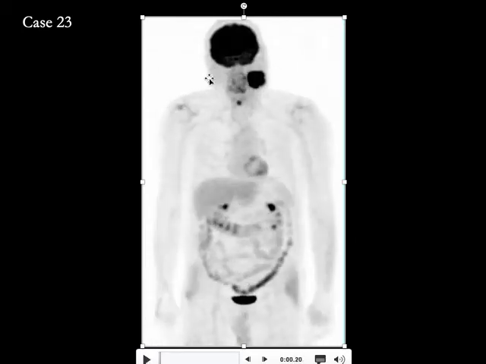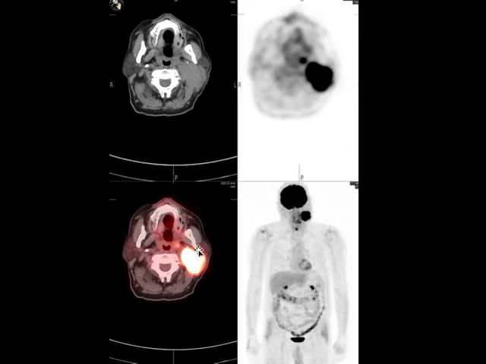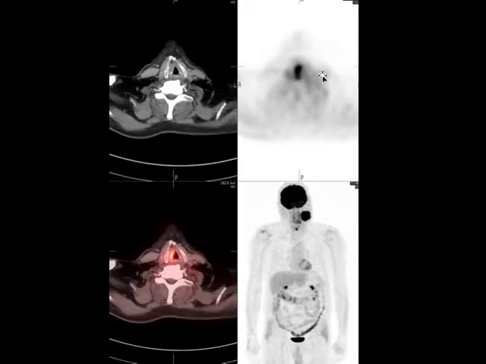So here this patient had left-sided neck lymphadenopathy seen here, and the primary was found in the left tonsil and adjacent focus of hypermetabolism seen here. Interestingly, this patient had left vocal cord paralysis, so the FDG uptake seen in the right vocal cord is just physiologic activity.